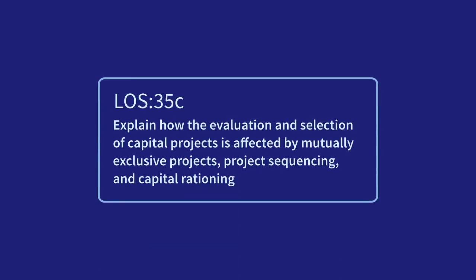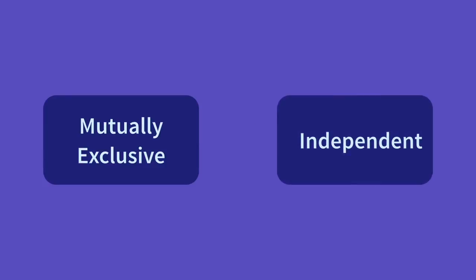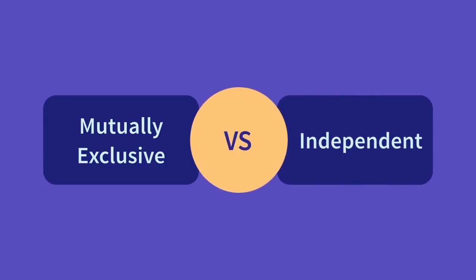Explain how the evaluation and selection of capital projects is affected by mutually exclusive projects, project sequencing, and capital rationing. Mutually exclusive projects cannot be chosen together. If one is chosen, the other must be forgone. Independent projects, on the other hand, can be chosen together. If they are both desirable projects from the company's perspective, they can both be undertaken.